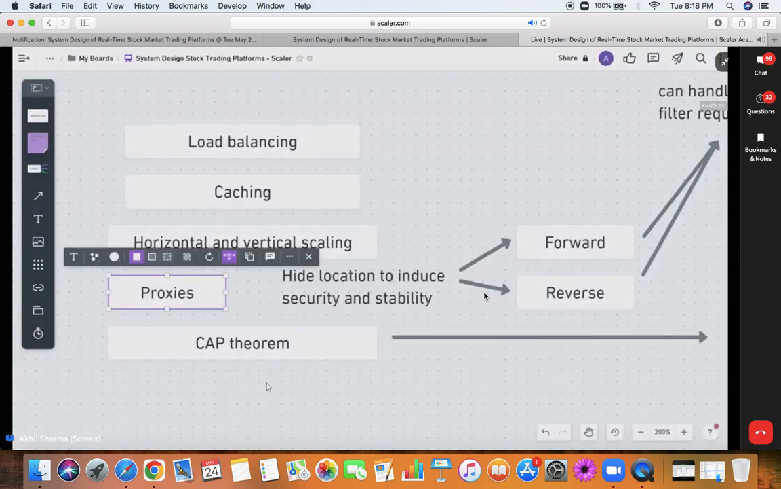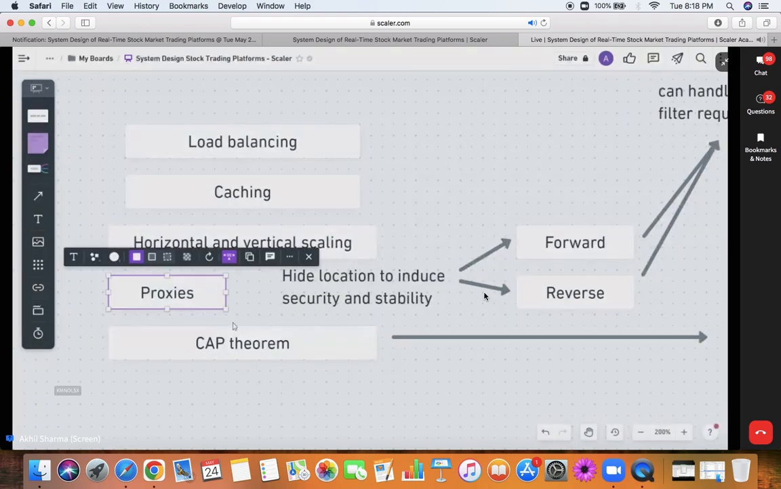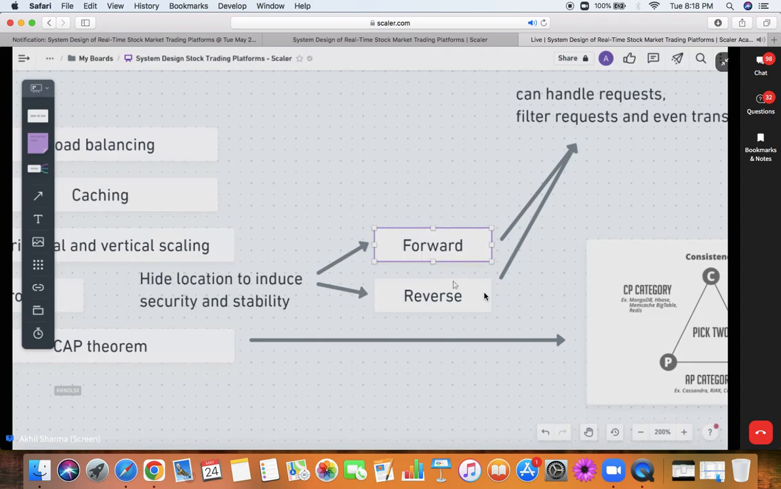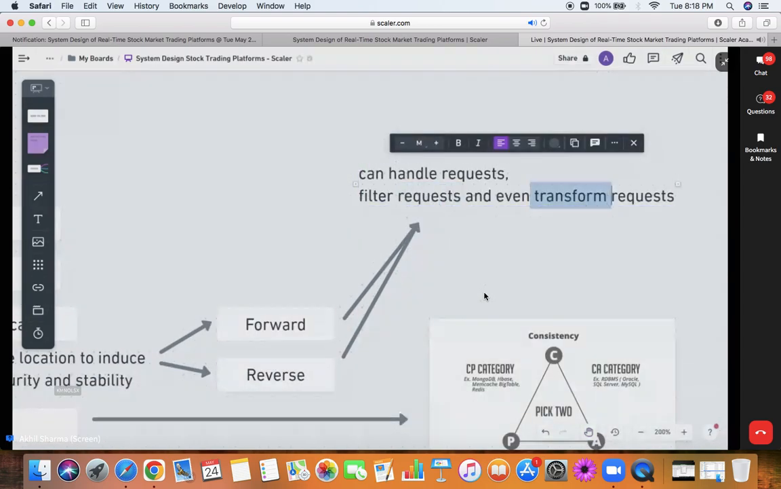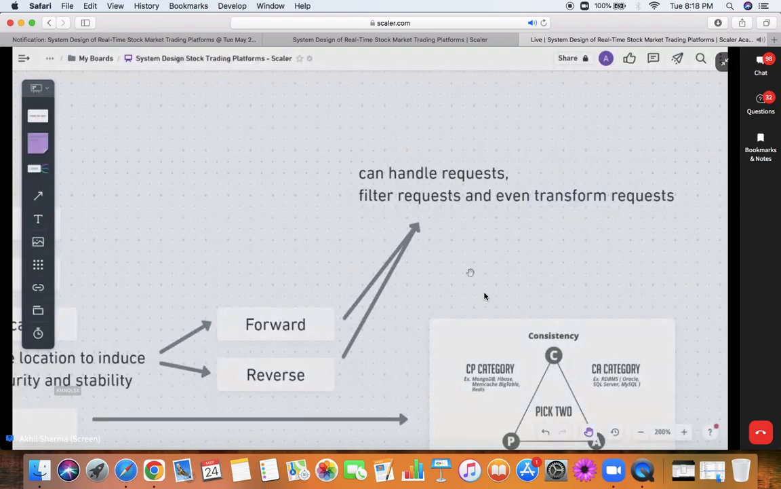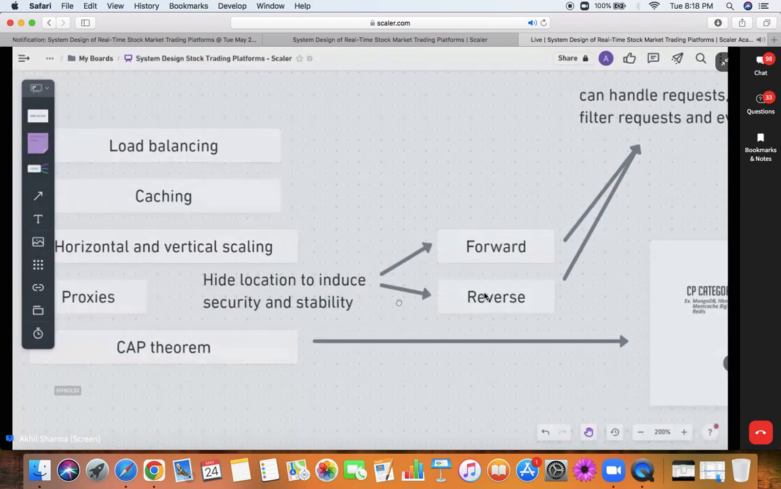Okay. Proxies. We want to have some security and stability, and also a little bit of scalability. So we introduced something called proxies. You must have heard about forward and reverse proxy. They handle requests, they filter requests, and they even transform requests. So that basically helps you handle a lot more requests than you would be able to handle.